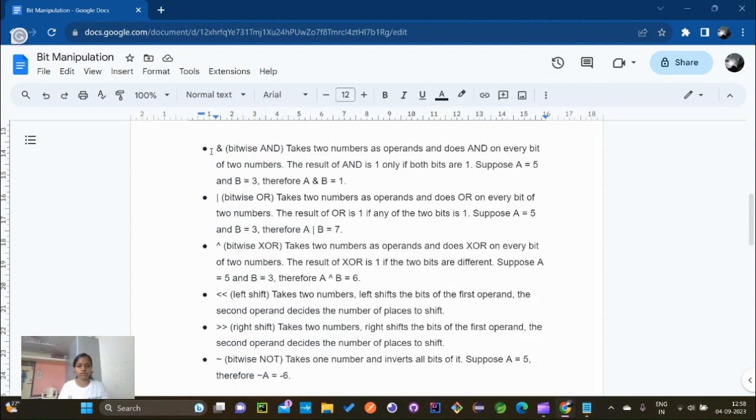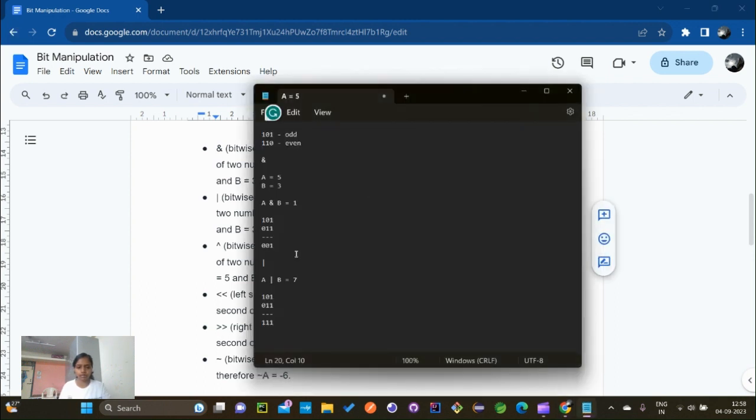So we have seen the AND operation and the OR operation. Here, A AND B is 1, A OR B is 7. We got different results.